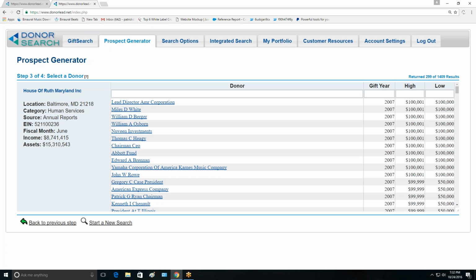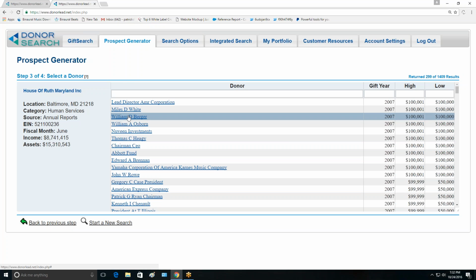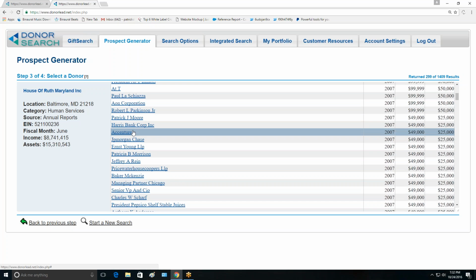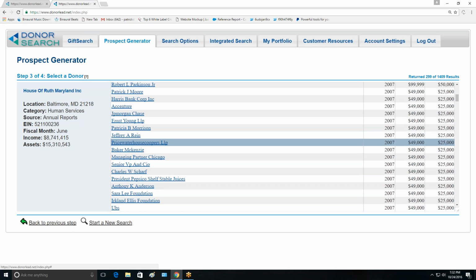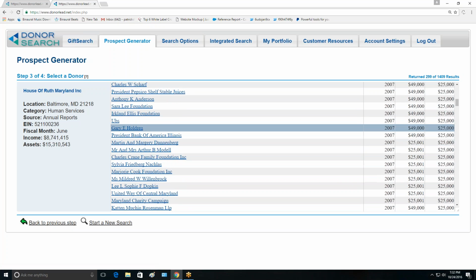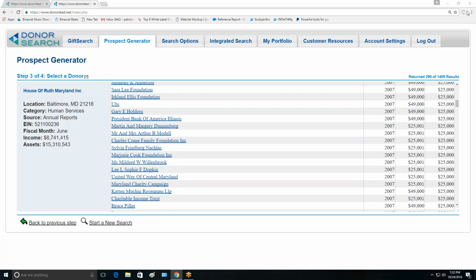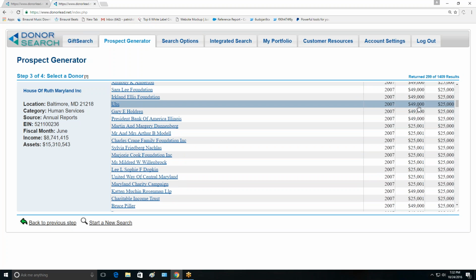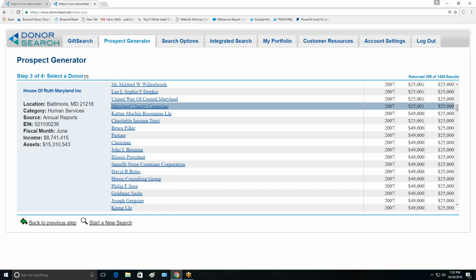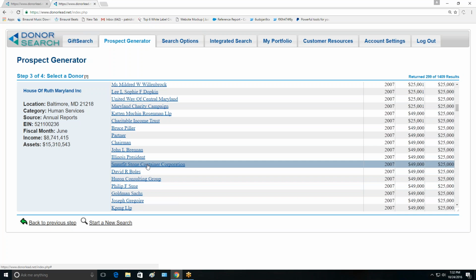Now, obviously, some organizations give nationally and some give locally. So as I scroll through here, I can see all these different names. Now, all these names represent foundations, they represent trusts, they represent individuals as well, right? I can look up the gift amounts. And if I want to see something, for example, the Smurfit Stone Container Corporation, I don't know who they are, so I'm going to click here.